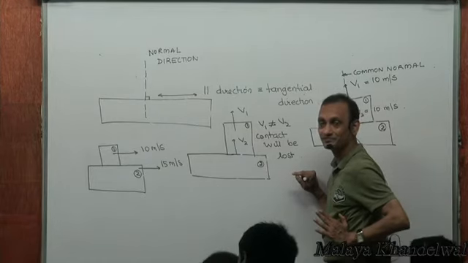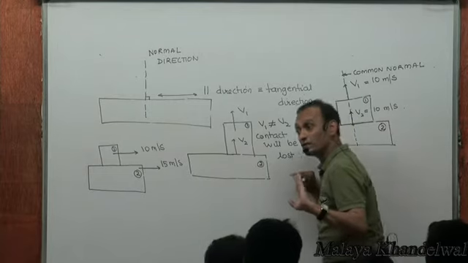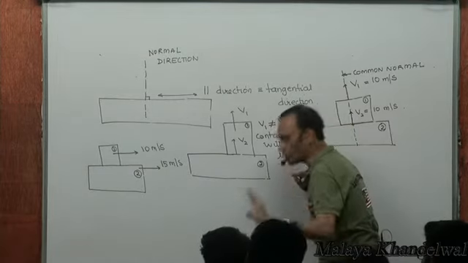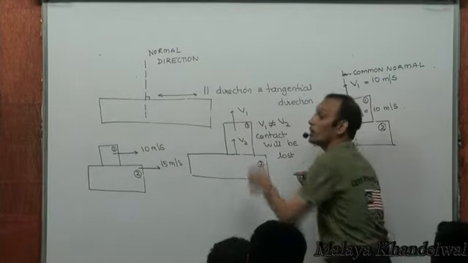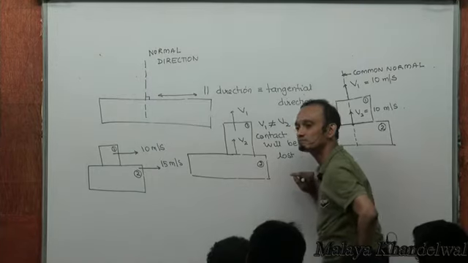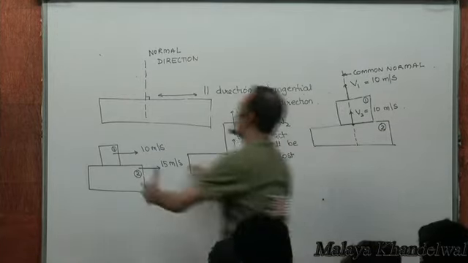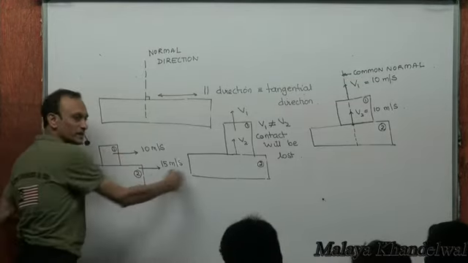Velocity components in the tangential direction, if they are different, will not result in loss of contact. But if velocity components along the common normal are different, it will result in loss of contact. I'm assuming that this is large enough so that it doesn't tip off the surface.